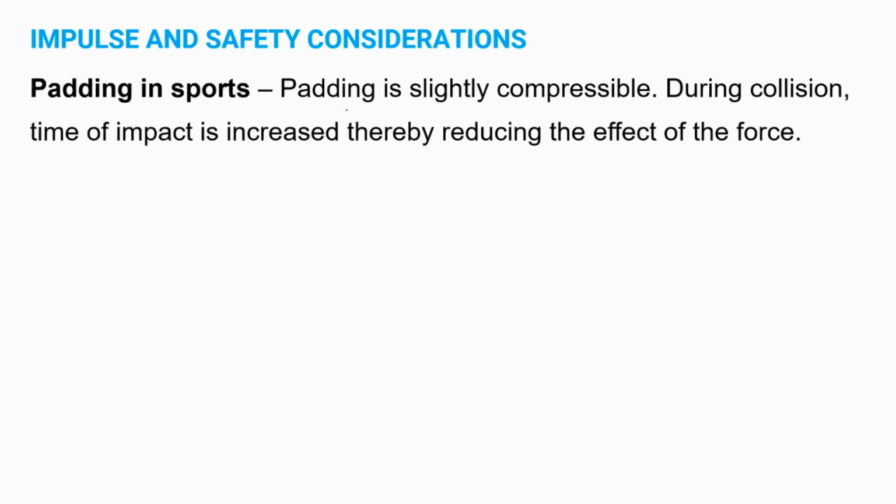Padding in sports. Padding is slightly compressible. During collision, time of impact is increased, thereby reducing the effect of the force. When time is increased, F net is decreased. Another good example, remember high jump.